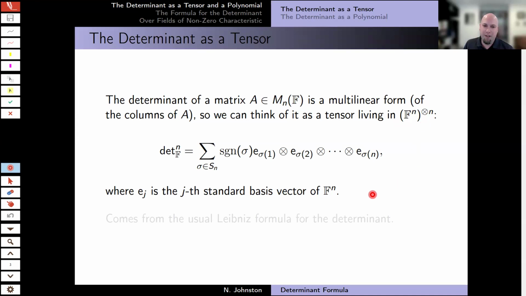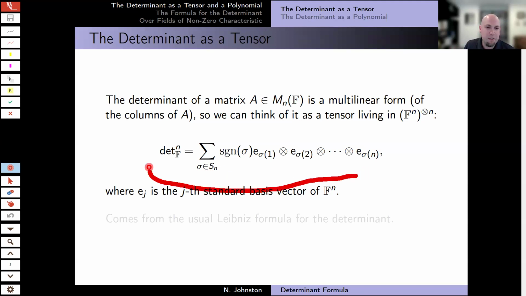The reason for doing this is that I want to make precise the notion of how many terms there are in a formula for the determinant. Back in intro linear algebra, you probably learned a formula for the determinant that involved a sum over permutations, and it had n factorial terms in it. I want a way of making that precise so that I can precisely talk about the number of terms in a formula. And this is my way of doing it.